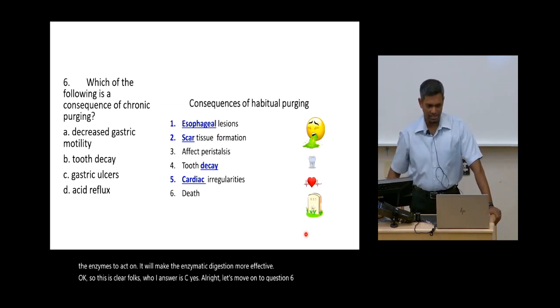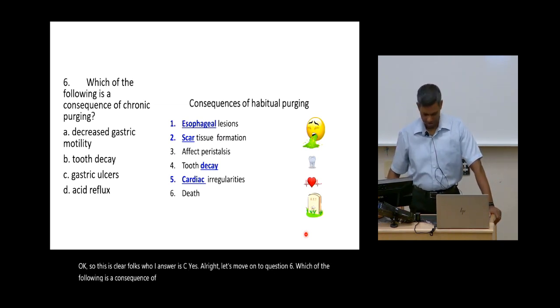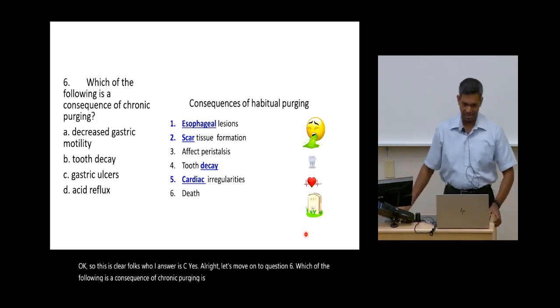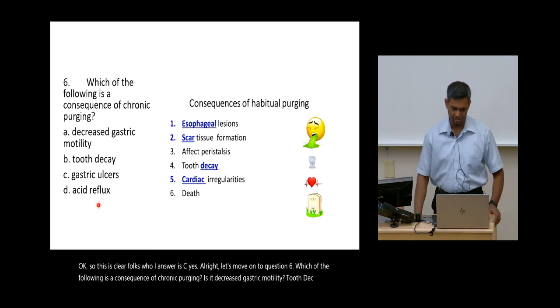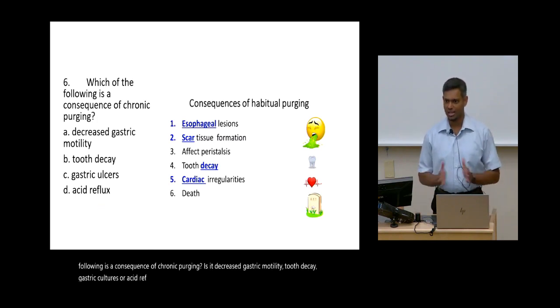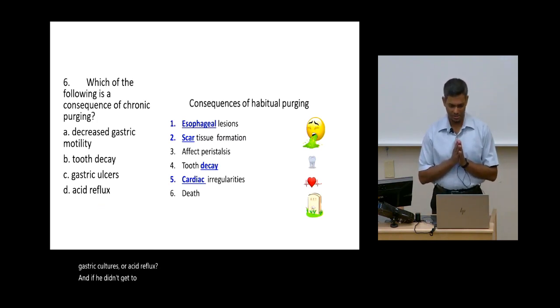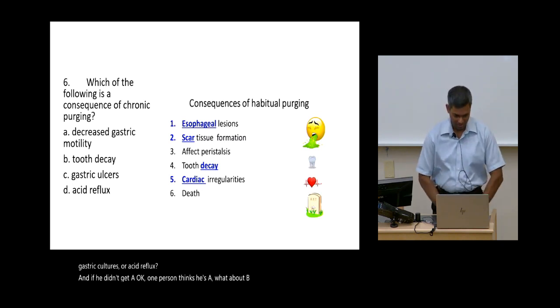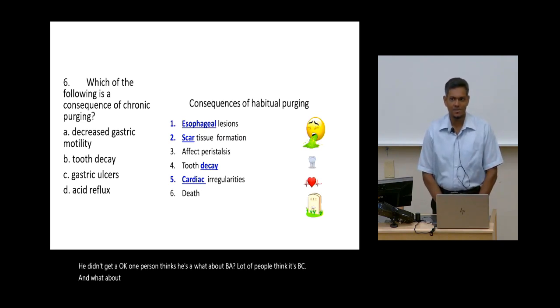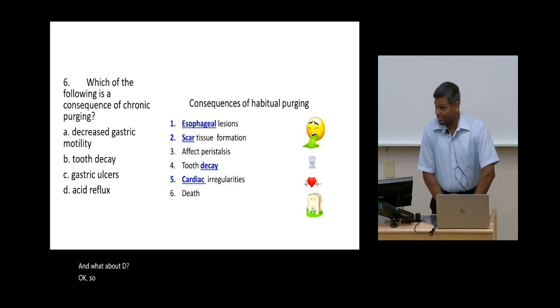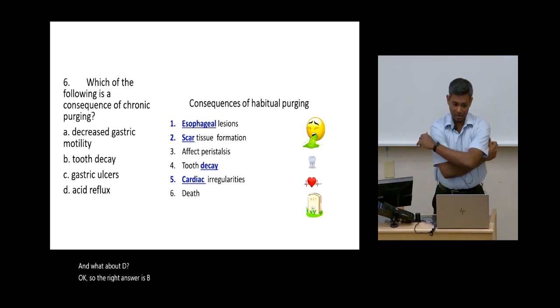Which of the following is a consequence of chronic purging? Is it decreased gastric motility, tooth decay, gastric ulcers, or acid reflux? How many of you think it's A? Okay, one person thinks it's A. What about B? Ooh, a lot of people think it's B. C? And what about D? Okay, so the right answer is B, and let me explain why that is the case.